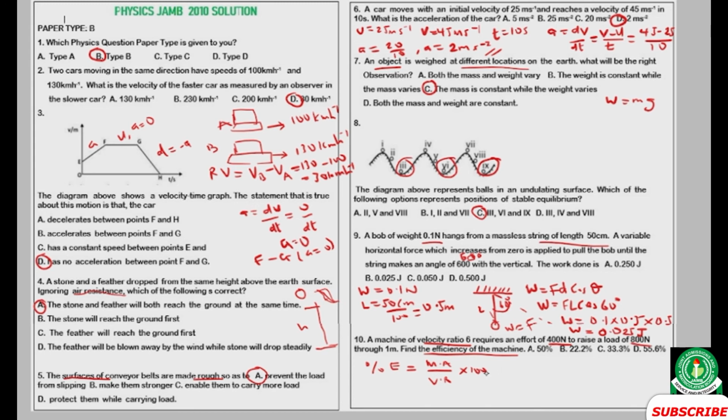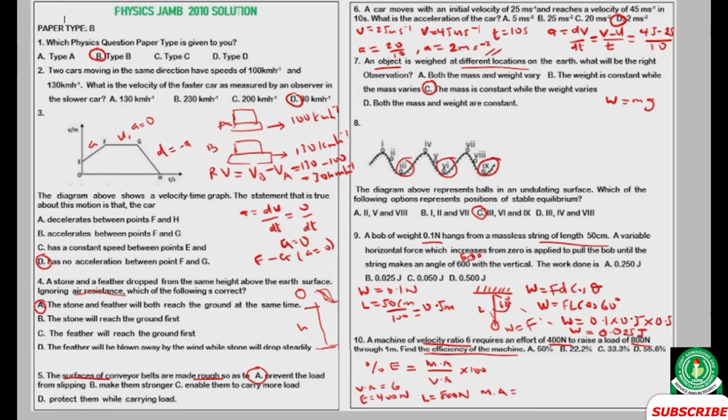But as far as this question is concerned, we are given the velocity ratio of 6. We are given the effort used to raise a load, which is 400 Newton. Then we are given the load itself, the weight of the load, which is 800 Newton. Before you can apply this formula, you must first get your mechanical advantage, because the velocity ratio has been given directly, but we are not given the mechanical advantage.